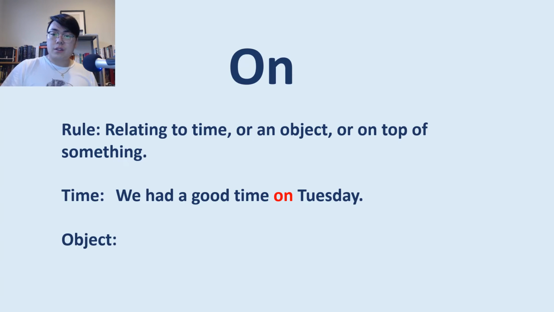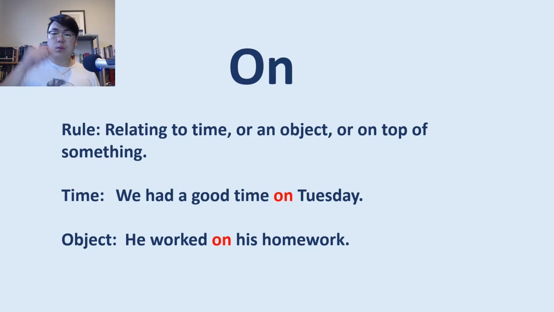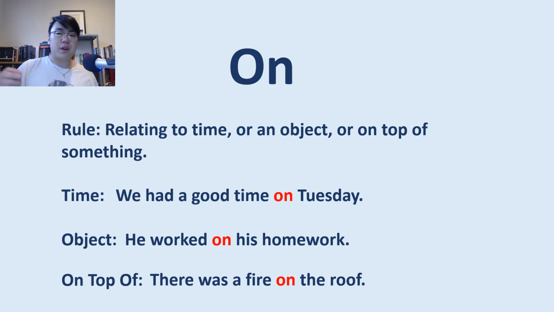When we are using it in terms of the object, you could say, he worked on his homework, right? This doesn't mean that he had a pile of homework and he was sitting on it. It means that this was something that he was involved in. It was an object that he was focusing on. And then you have the last and most common use of "on," which is, there was a fire on the roof. I put my pen on the book. So you have 2 objects and one of them is on top of each other.